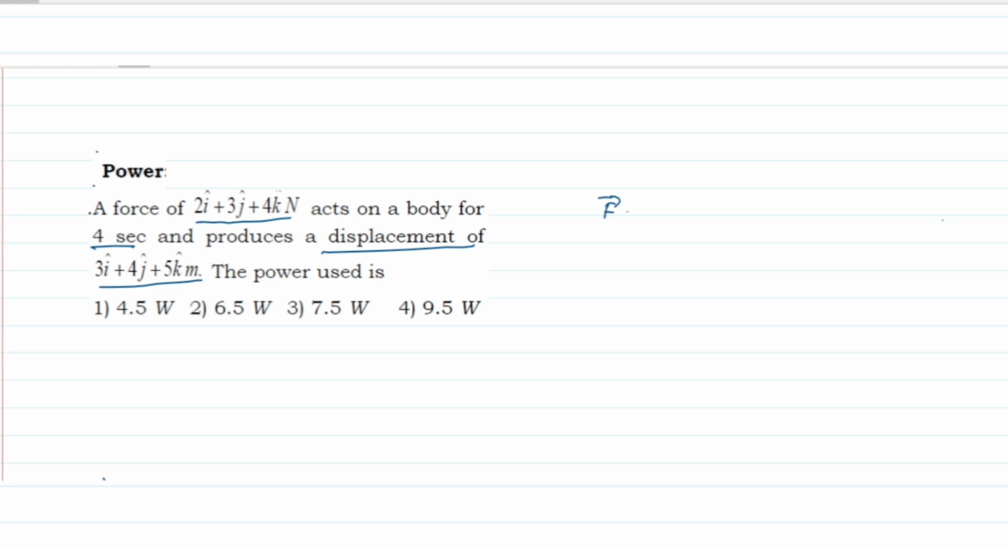Here a force is given as 2i cap plus 3j cap plus 4k cap Newton, and it is going to be producing the displacement 3i cap plus 4j cap plus 5k cap, and for time t equal to 4 seconds is given. So the power used, they are asking. The power formula is the rate of doing work, or work done by time. Work done you can write as F bar dot S bar by T.